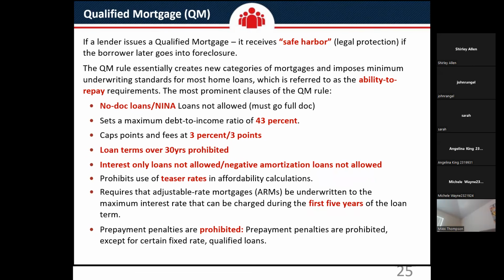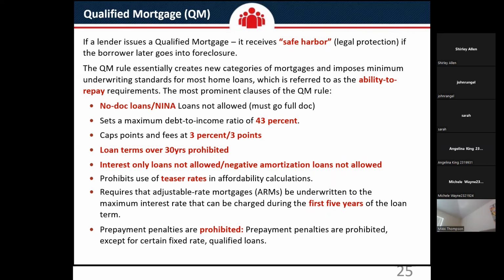Let's talk about qualified mortgage. If a lender issues a qualified mortgage, it receives safe harbor, which means the lender's got protection if the borrower goes into foreclosure. It's a way of the government telling the lenders, go ahead, issue this mortgage. We got your back. If they don't pay you, we're not going to let you go into foreclosure. We will bail you out. The qualified mortgage rule essentially creates a new category of mortgages, and it imposes a minimum of some underwriting standards, which are referred to as the ATR.